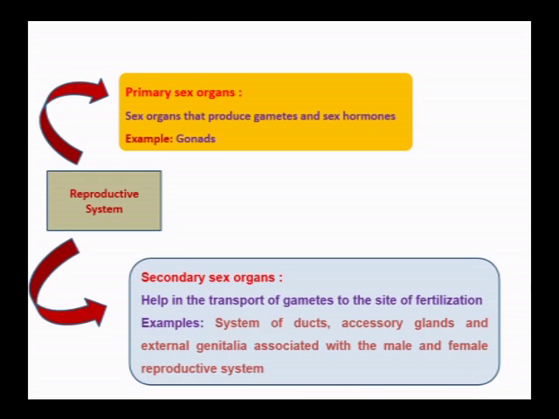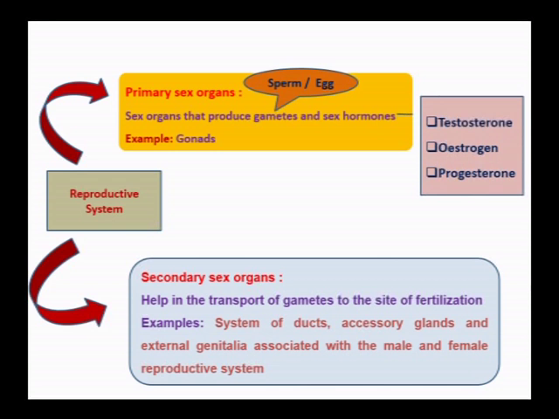Primary sex organs are those that produce gametes and sex hormones. Sex organs that are concerned with the production of gametes and sex hormones are called primary sex organs. Examples would be gonads. The male gonad is called testis and the female gonad is called ovary. Testes are the male gonads which are concerned with the production of a male gamete called sperms or spermatozoa and secretion of a male sex hormone called testosterone. So testosterone is very much essential for the expression of secondary sexual characters in males.